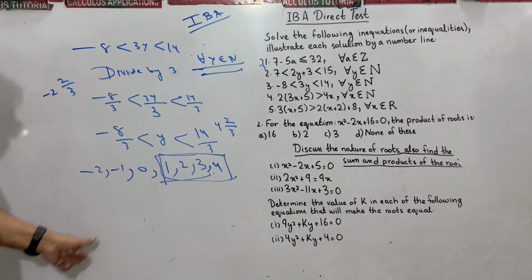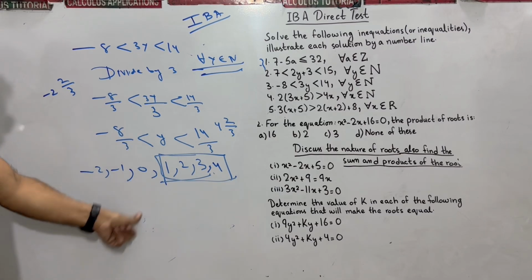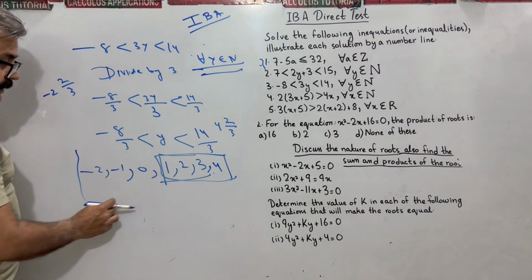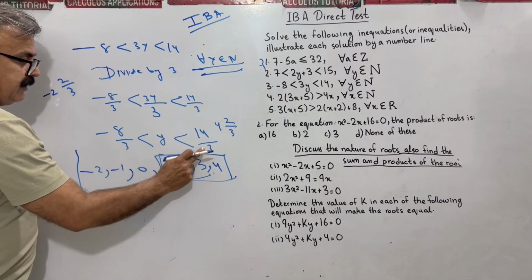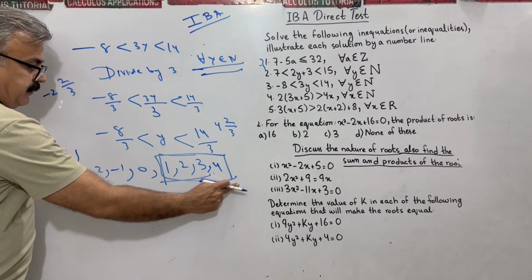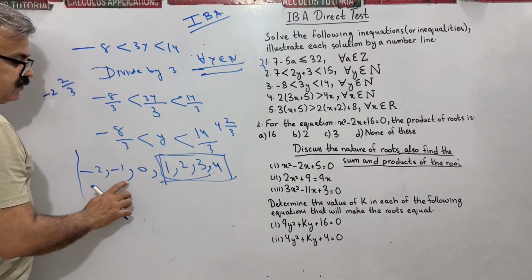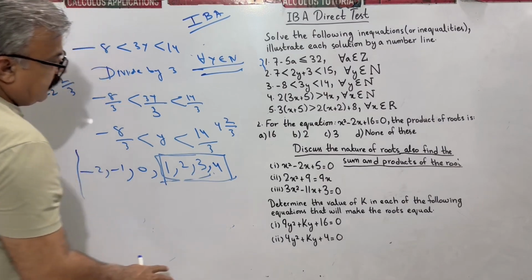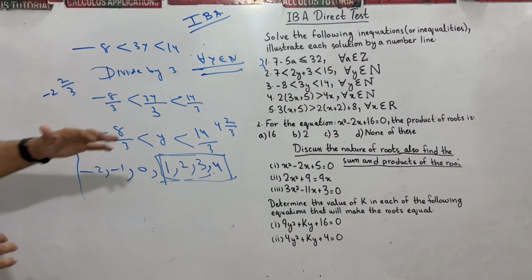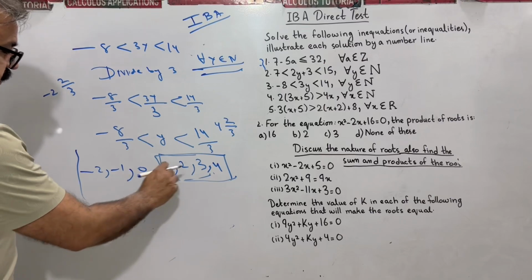Minus 2 is not a natural number, minus 1 is not a natural number, 0 is not a natural number. These are all the elements that lie from minus 8 upon 3 to 14 upon 3: minus 2, minus 1, 0, 1, 2, 3, 4. And we have further restricted that we have to select natural numbers. So these are the natural numbers.